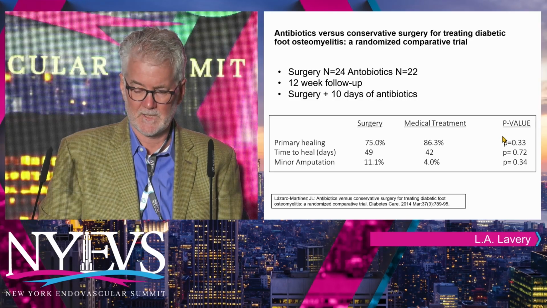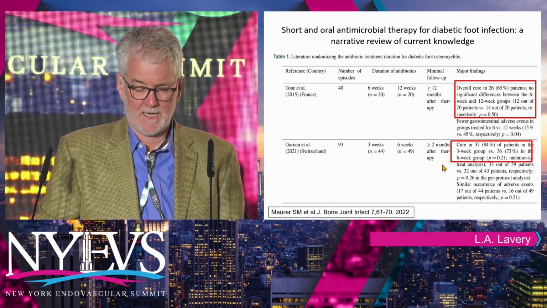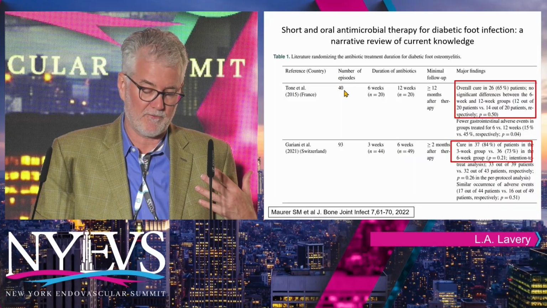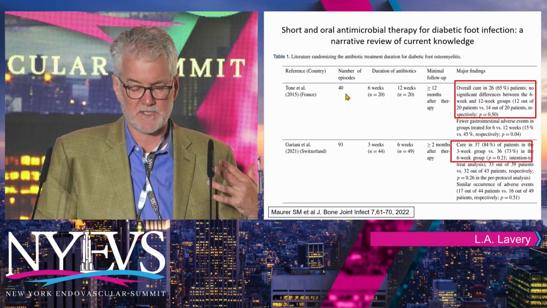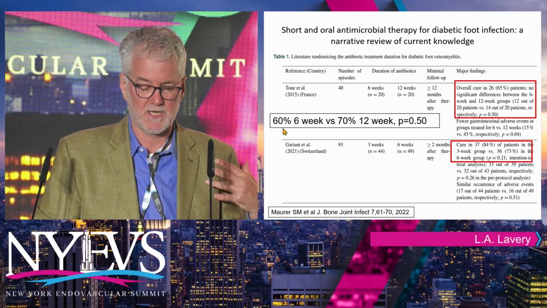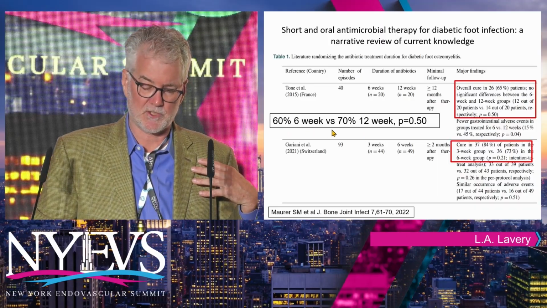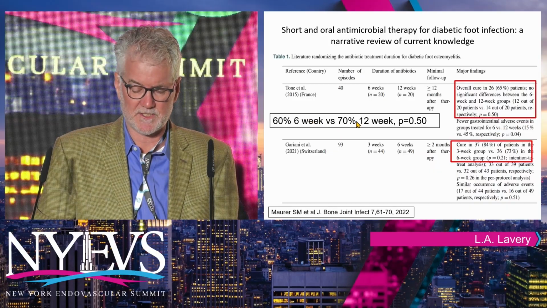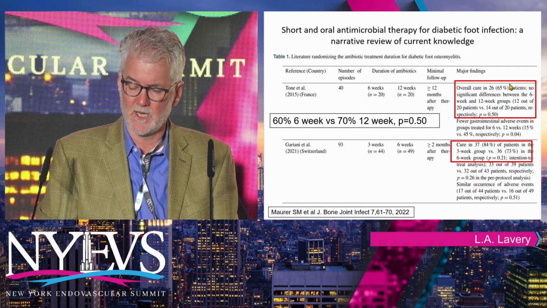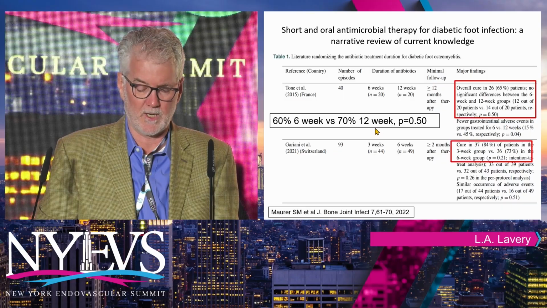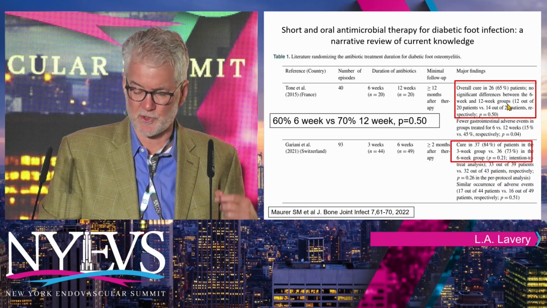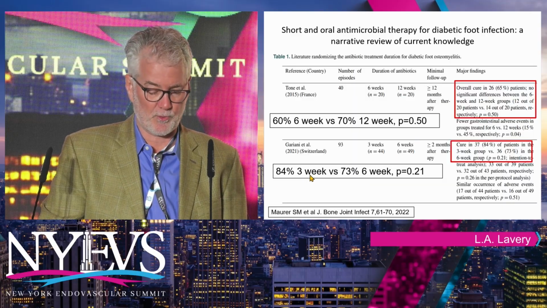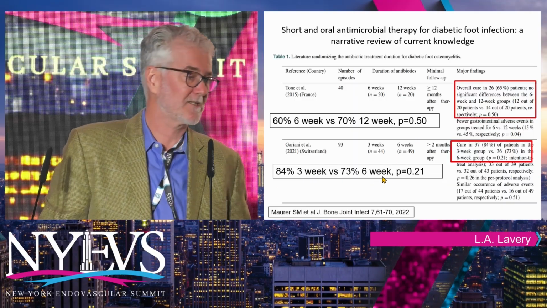And then there's a couple of dosing studies that I think are interesting. Again, a relatively small study, from Eric Somerville's group. They looked at 40 patients, 60% healing at 6 weeks versus 70% healing at 12 weeks for people with successful treatment. And their measure of successful treatment was no reinfection. And then comparing 3 weeks of antibiotics to 6 weeks of antibiotics, no difference.